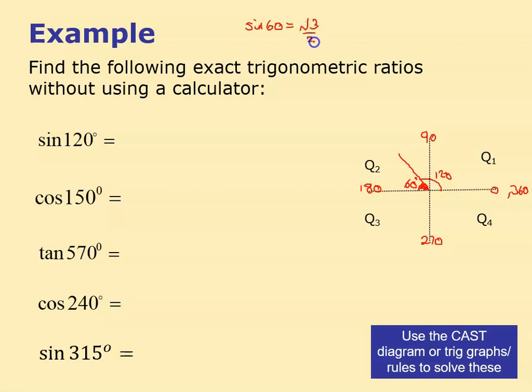We just saw that. Now, the next thing we say is we write CAST on this. And you'll notice the S here is positive. So this is quite simply just equal to sine of 60. And that's equal to root 3 over 2.